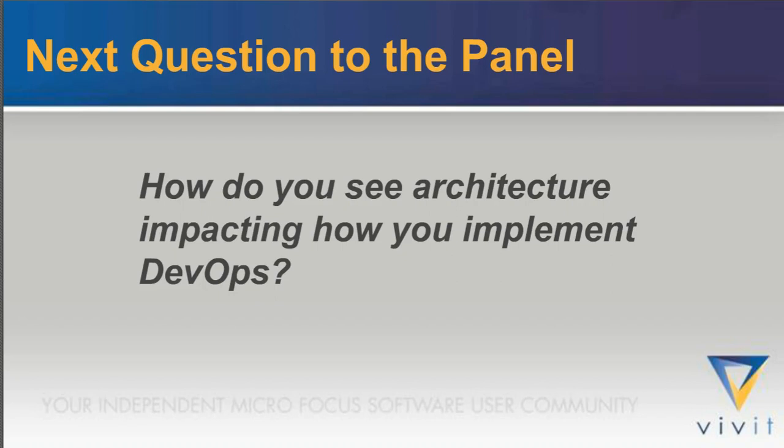Okay. Yeah. Thanks for that answer. And I know, Francesco, you kind of already touched a little bit on that. How do you have effective communication, and what tools, and how do you get continuous feedback and automation as part of it as well? So how do you see architecture impacting how you implement DevOps and success rates?